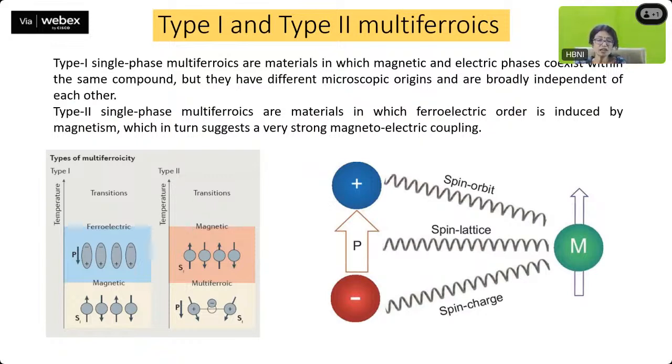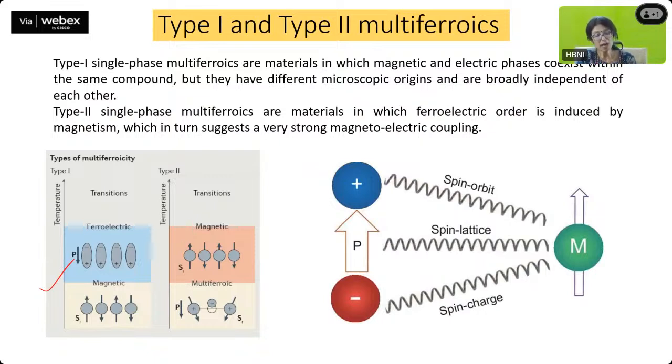One is type 1 and the other is type 2. What happens in case of type 1? Type 1 is shown over here, on the left side of this diagram. In this case, the magnetic and the electric phase coexist within the same compound, but they have different microscopic origins, and they are mostly independent of each other. So these are the type 1 multiferroics.